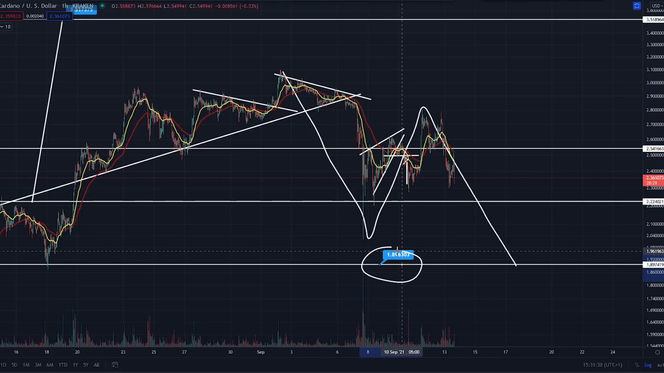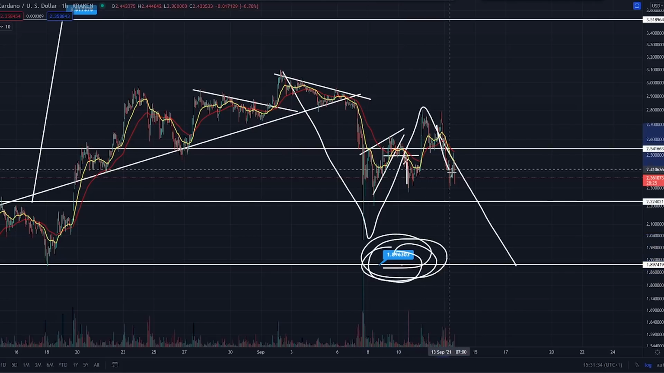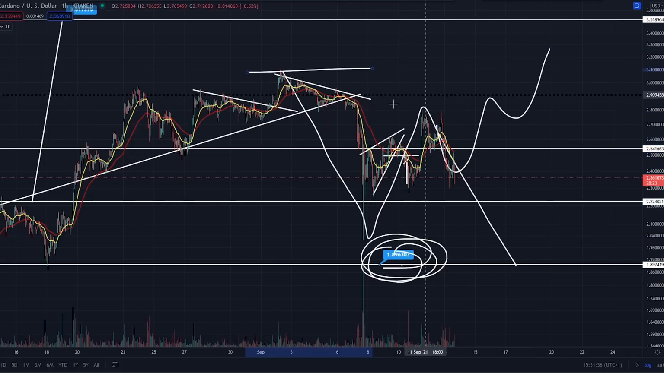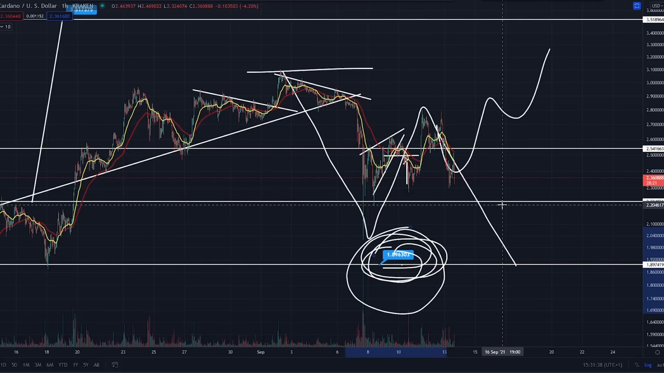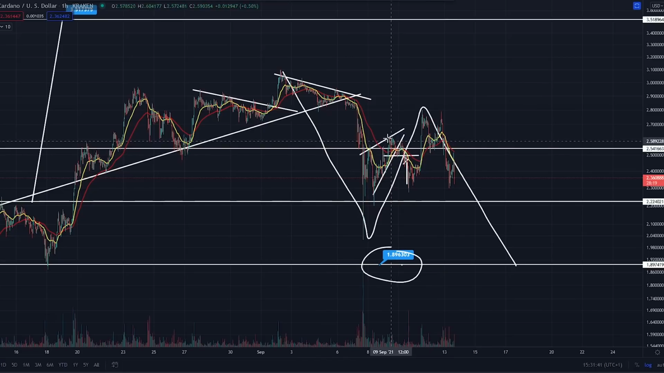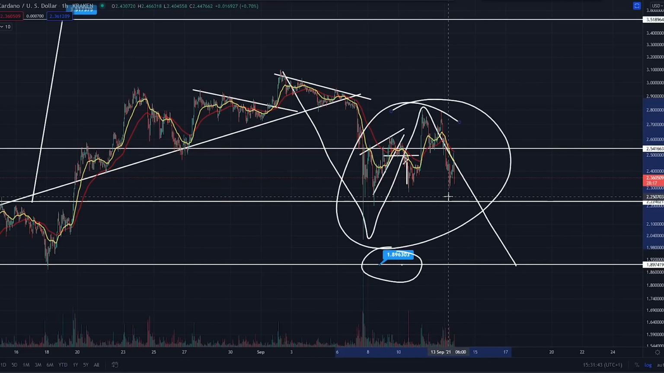I think it's all about finding this low. I do think that you could be looking at that for Cardano. It could be completely wrong. Obviously, if we start to pick up here and break this high just there, this will be out the window, I think, for Cardano, and your ABC will be within here somewhere. Somewhere with all this complexity here. We will be looking at an ABC correction right there.